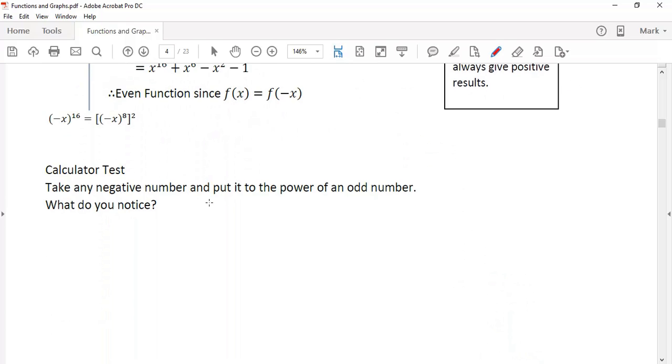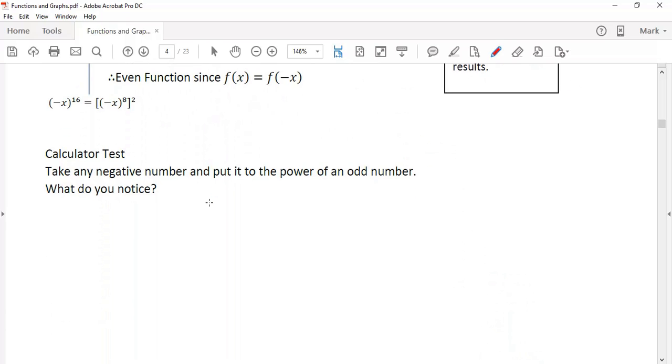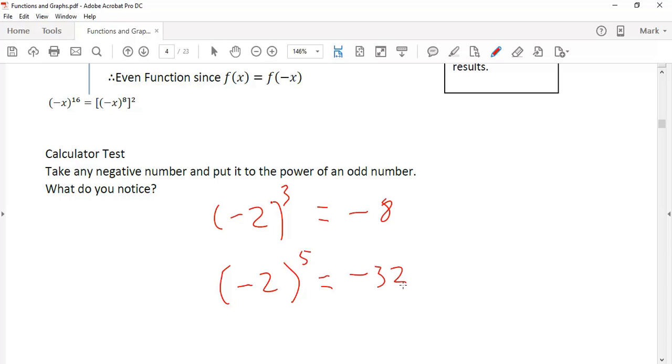I want you guys to do a quick calculator test. Take any negative number, let's just say -2. Now let's put it to the power of an odd number. You guys can try 3 and 5, or pick any number you want. But what you'll see is you'll get a negative answer. So that's a key thing to keep in mind: any negative number to the power of an odd number will still stay negative.